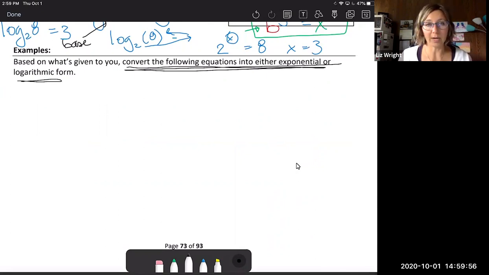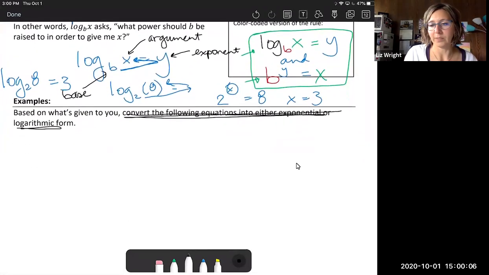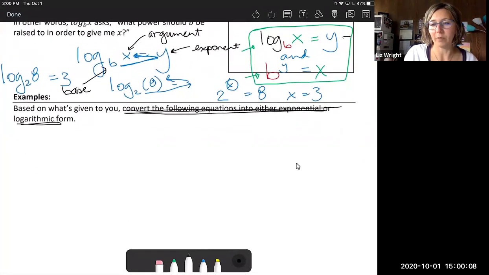That's all I want you practicing right now. If I give you the exponential form, you're going to convert it into log form. If I give you it in log form, you're going to convert it back into exponential form. So we're just going to be going back and forth between these two forms right now.